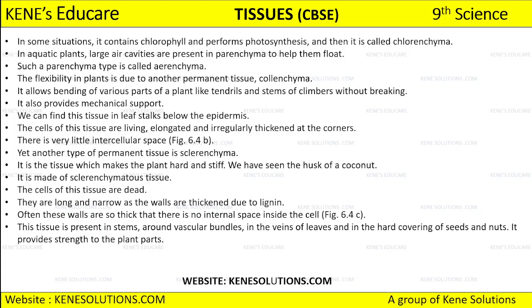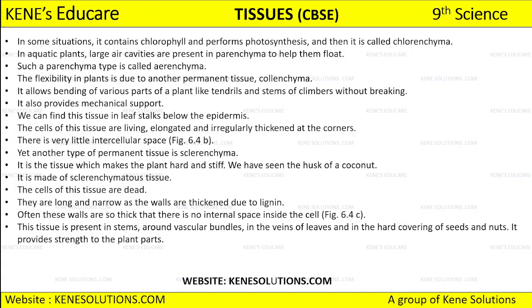Okay. And whatever flexibility that we see in the plant is because of another kind of permanent tissue. Apart from parenchyma, we have collenchyma, which helps in maintaining flexibility in the plant. You might have seen that plants have tendrils, and there are stems of climbers, and they don't allow any breaking. So that bending of the plant is due to the collenchyma itself, because collenchyma provides mechanical support to the plant.